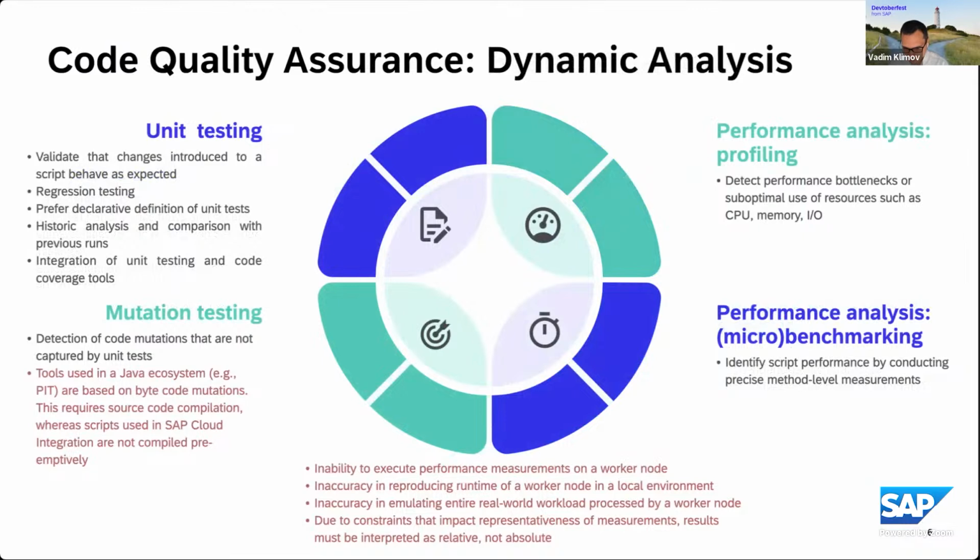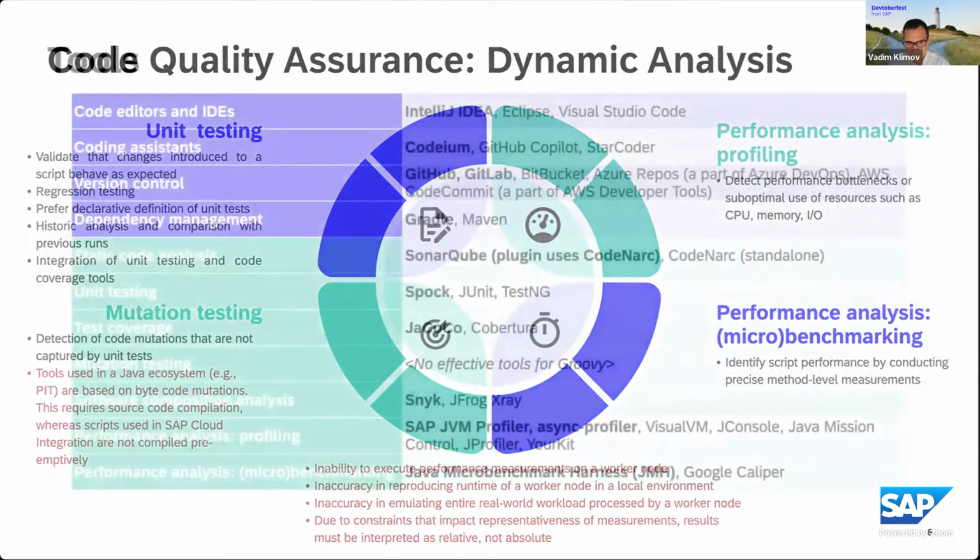So altogether, due to these constraints and the impact of those constraints, any measurements that we do locally shall be treated as relative, not absolute. So we relatively look into how performance improves or degrades in the script. It's not accurate measurements that we can take one-to-one and expect that the same value will be received at a worker node. So be cautious when trying to apply dynamic analysis tools.